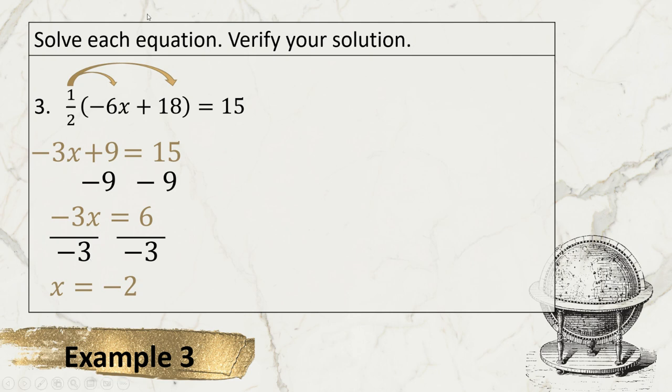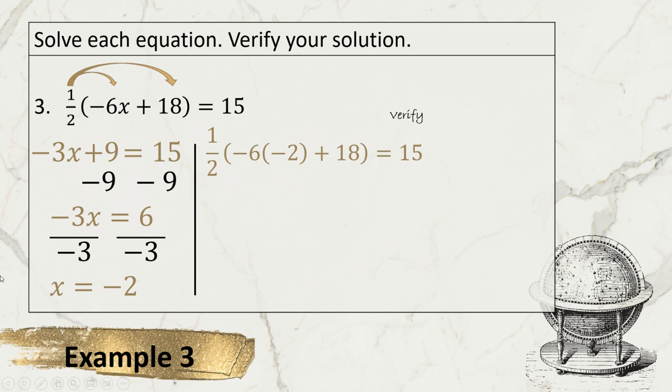Okay, we're not done yet, though. We still have to verify. So when we verify, we're going to plug in -2. We're going to substitute it anywhere we see an x up here, which is that one spot. Everything else stays the same. 1/2, parentheses, -6. Okay, instead of an x, it's a -2. Plus 18, parentheses, equals 15.